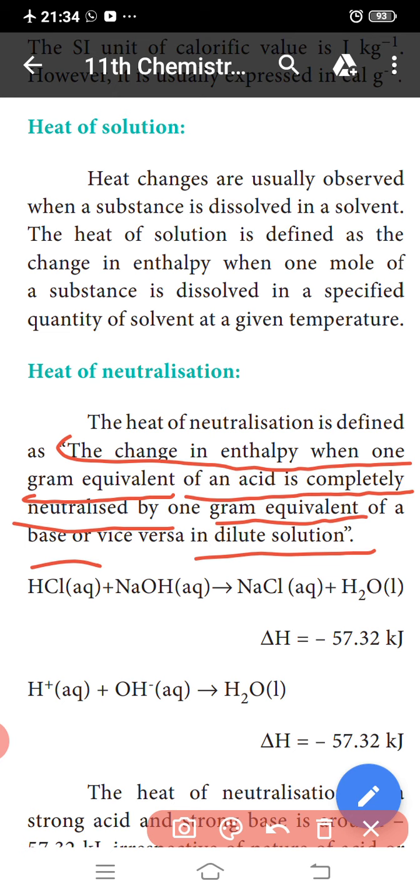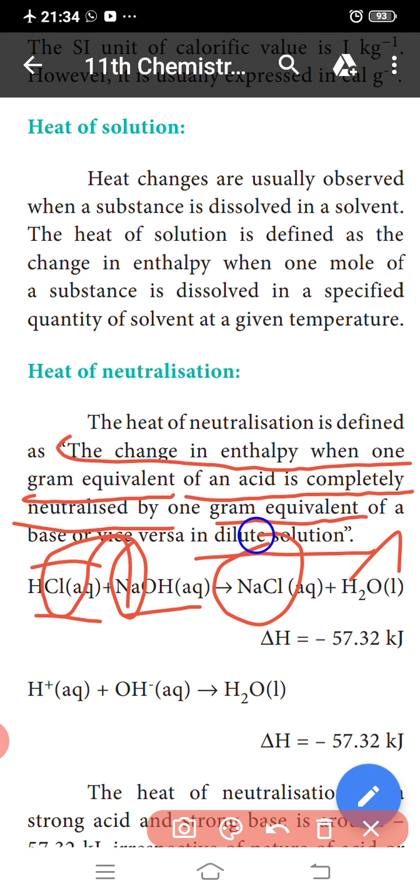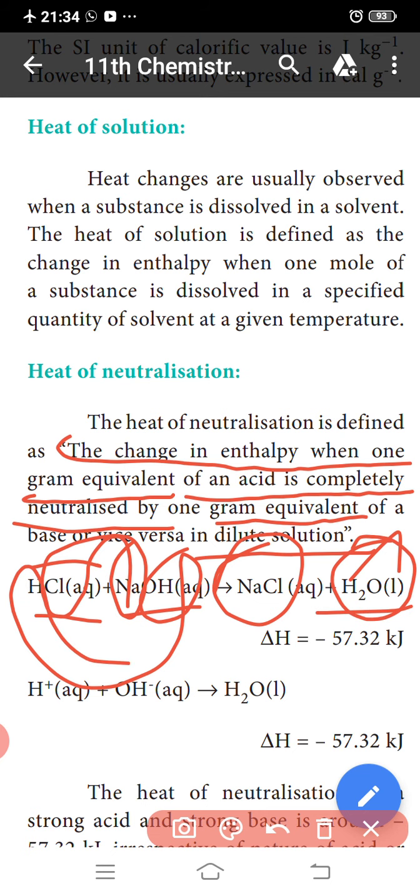For example, hydrochloric acid reacts with sodium hydroxide to give sodium chloride, and the OH and H form H2O molecules. This H2O, water molecule, is the neutralized product. The pH value ranges from 1 to 14. Below 7 is acid and above 7 is base. 7 is neutral. ΔH is equal to minus 57.32 kilojoule.